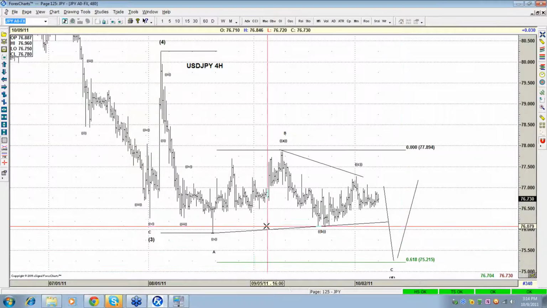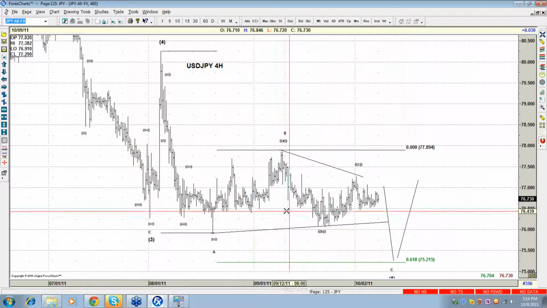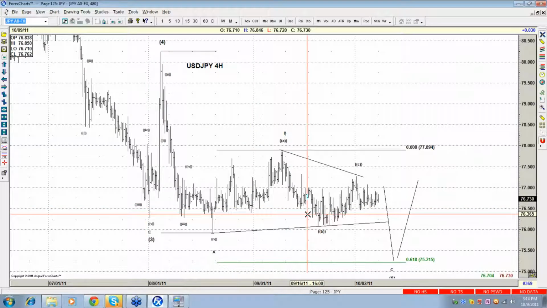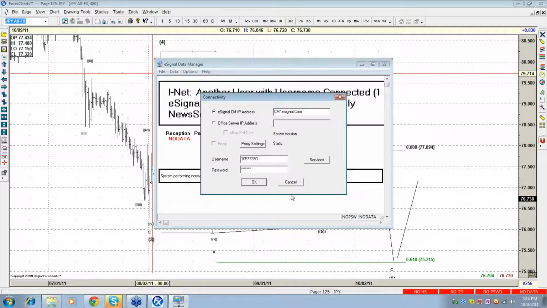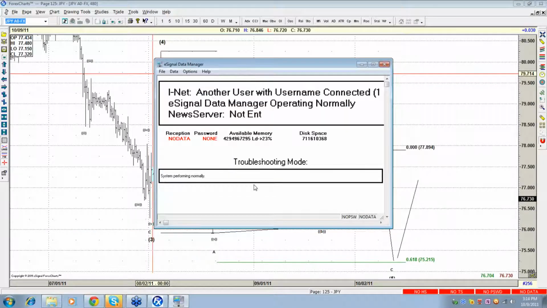And look, you know how this pair is called? The House of Pain. It's called the House of Pain because this pair is unbelievable.